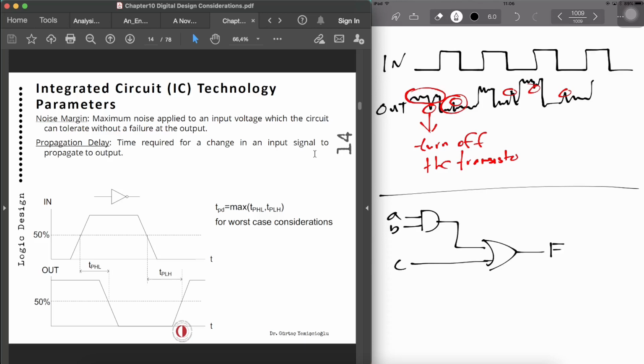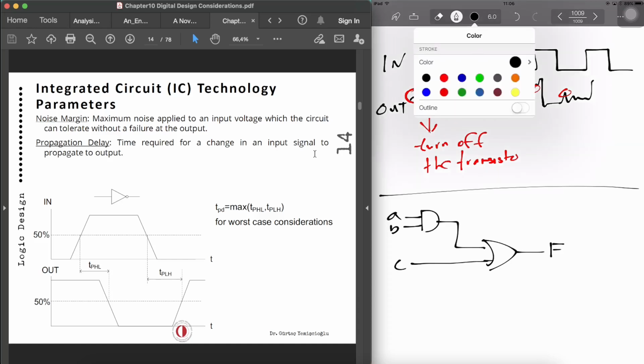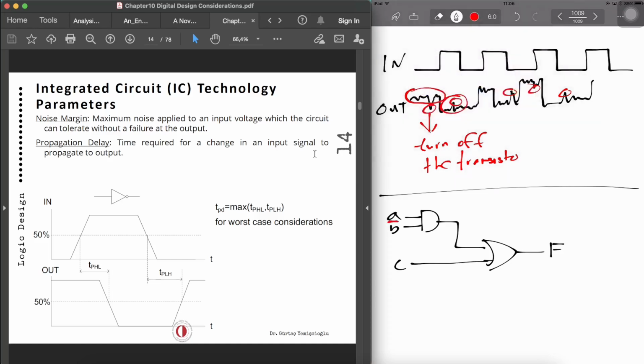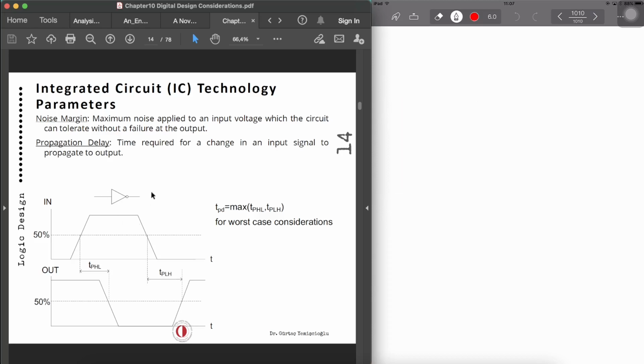Then it's F. Now the propagation delay is where we send the input A, and when it is going to appear as a logic value. So the longest distance that the input signal is traveling through the gate is actually telling us the propagation delay. Now, the easiest way of demonstrating this delay is using a simple inverter.